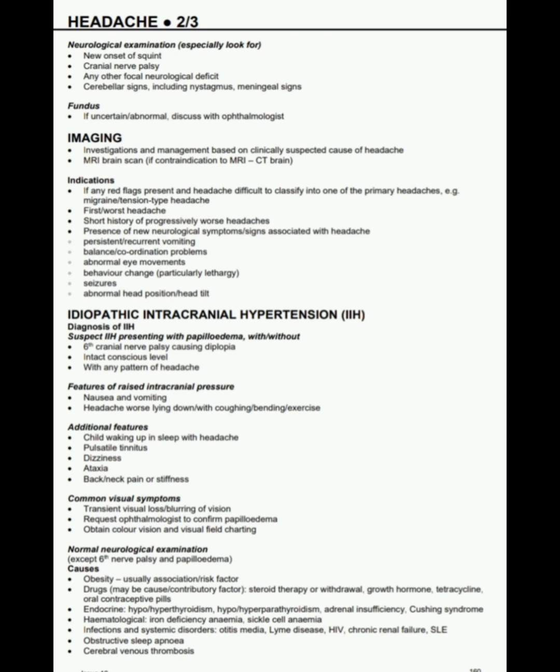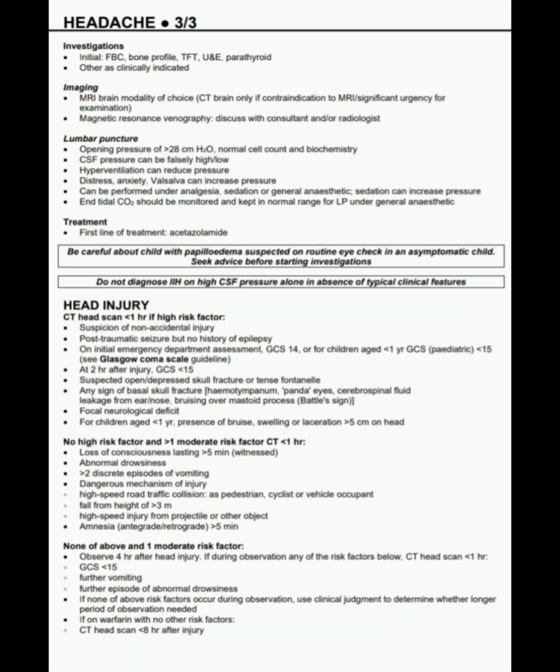These are otitis media, Lyme disease, HIV, chronic renal failure and systemic lupus erythematosus, obstructive sleep apnea and cerebral venous thrombosis. About the investigations of headache: initially we do the full blood count, bone profile, thyroid function test, urea and electrolytes and parathyroid hormone. Others as clinically indicated. Imaging: we do the MRI brain, modality of choice. CT brain only if contraindication to MRI or significant urgency for examination. Magnetic resonance venography, discussed with the consultant and or radiologist.